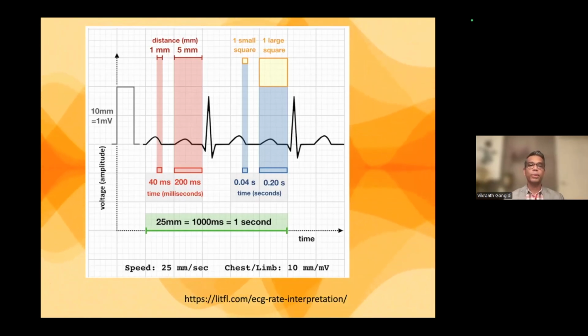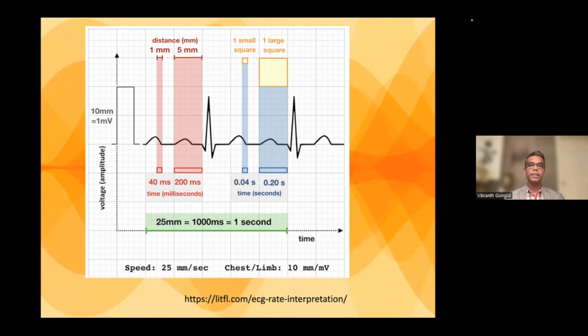So something to be aware of is to check the basics, like the speed. Is it the standard speed, which is 25? And is it the standard volts, which is 10? And is it for both the chest and the limb leads? And then understanding what each box means in terms of the timing and milliseconds.